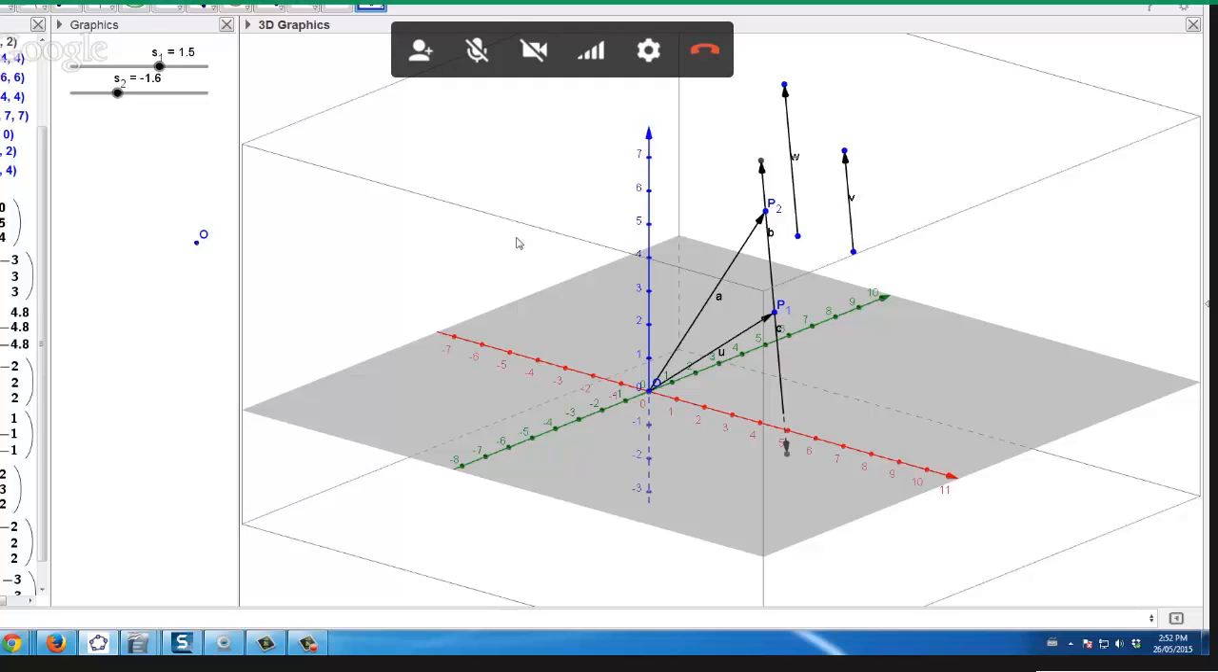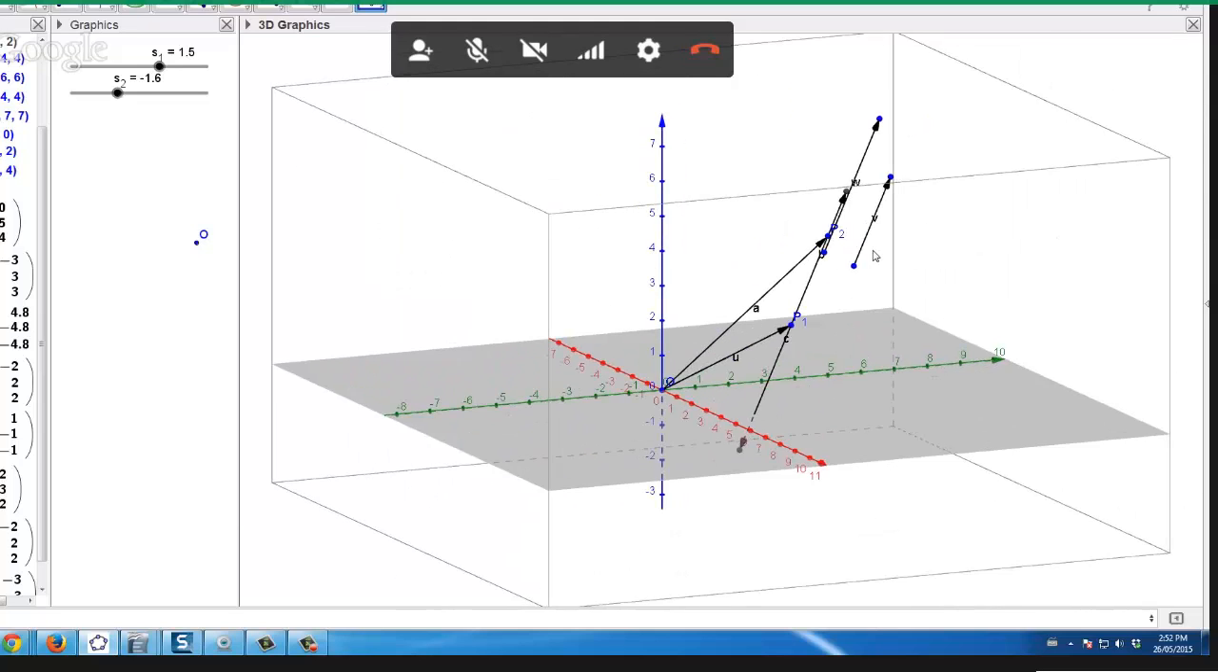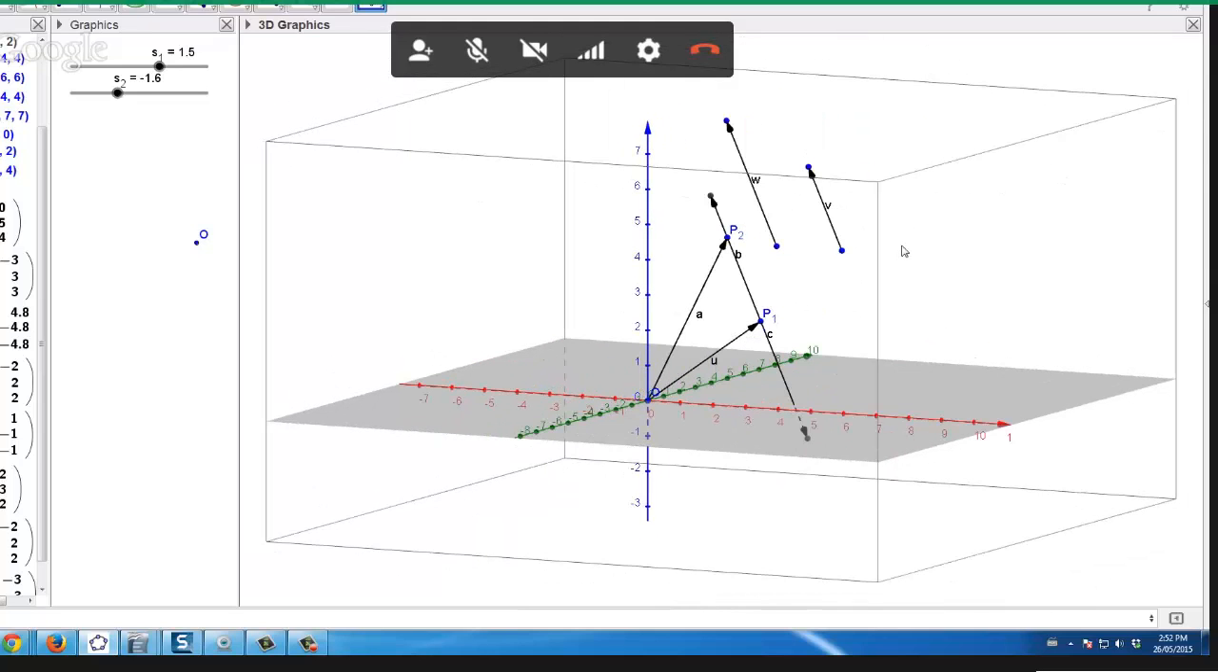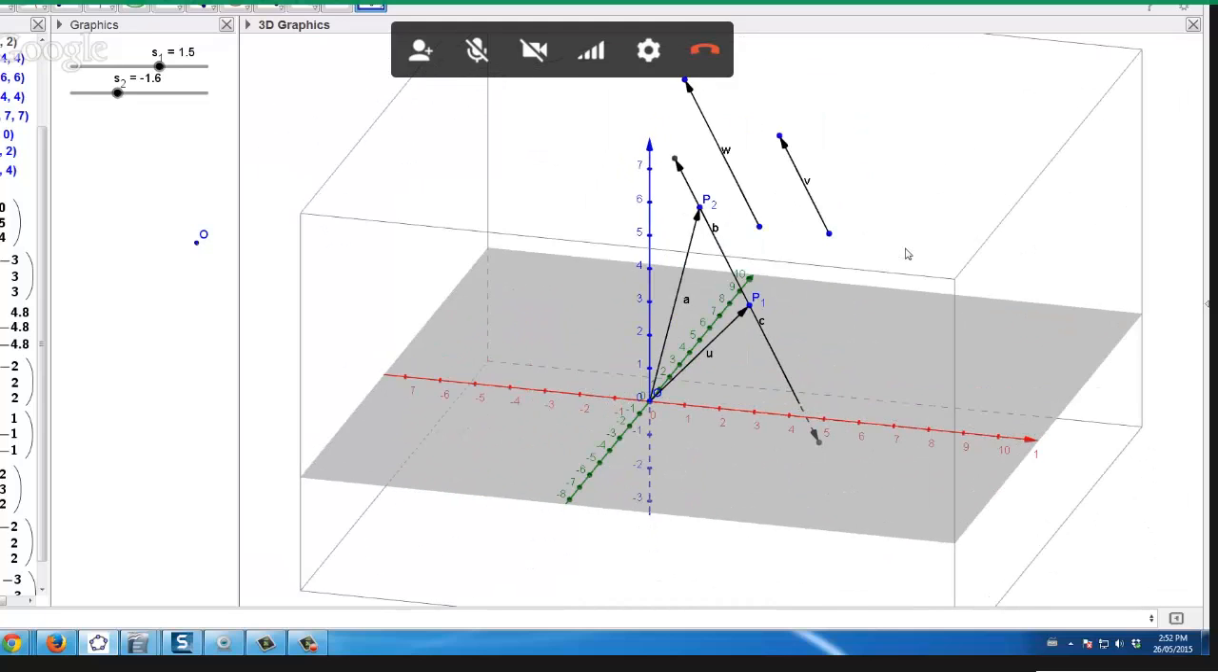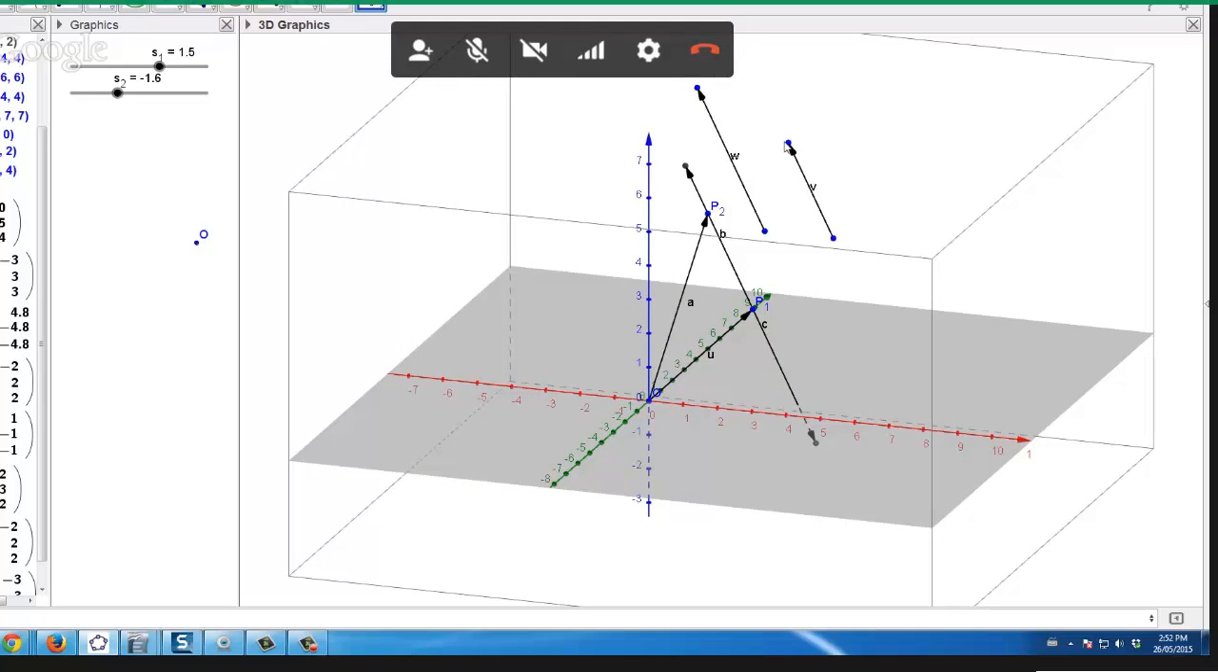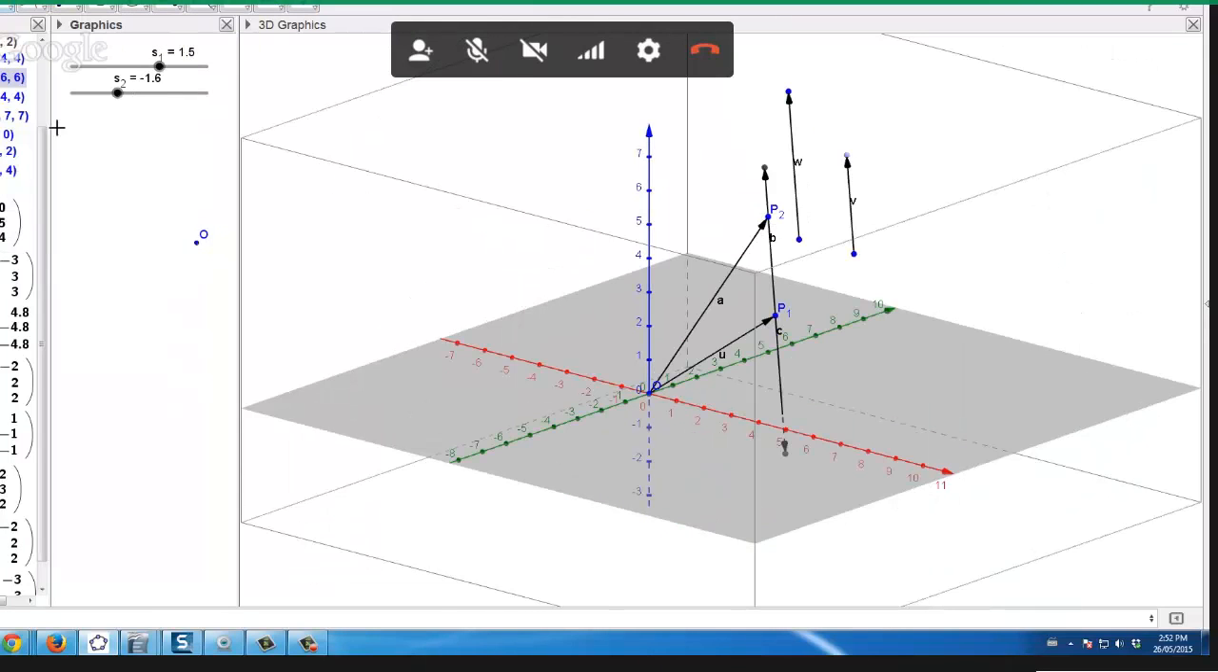Because if our two direction vectors are in different directions, then our two lines are going to head off in two different directions, right? So I don't know if I can do this, but if I move that direction vector now, the lines aren't going to be the same, right? So the direction vectors have to be scalar multiples of each other. Okay.